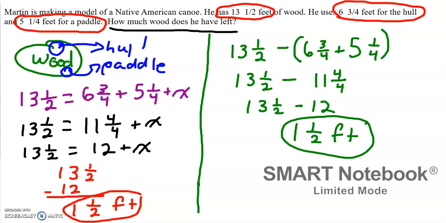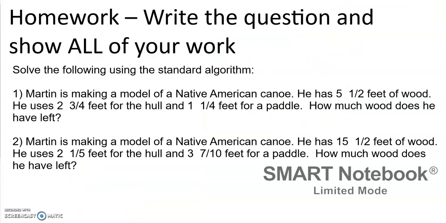Now that we have this down, I want you to do two problems. It's the same exact way that we did this problem, so you can always come back to this. So here's the problem. Martin is making a model of Native American canoes. He has 5 1/2 feet of wood. He uses 2 3/4 feet for the hull and 1 1/4 foot for the paddle. How much wood does he have left?